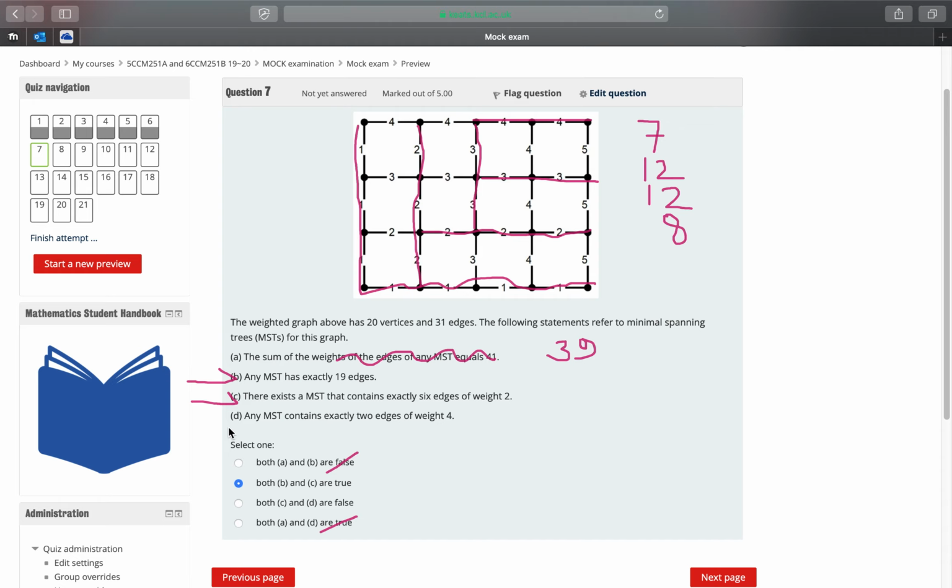Actually, D is also true, if you're interested, because it is true that any minimum spanning tree, you can probably understand why that's true. This is a bit trickier, but it's true. So that's that quiz.